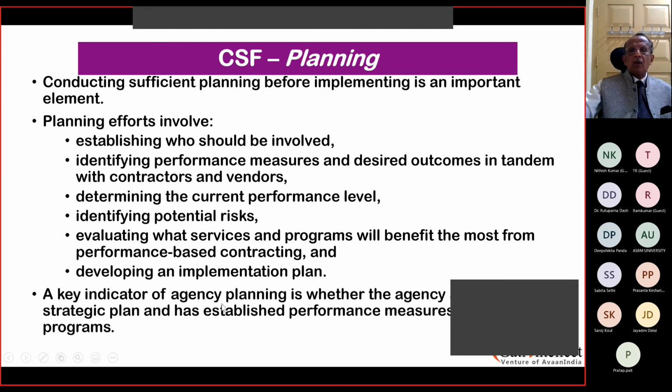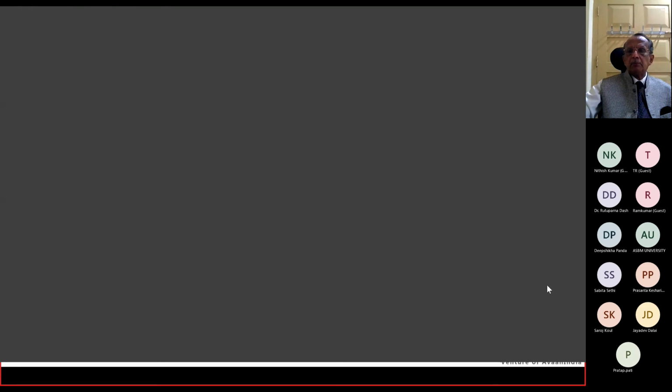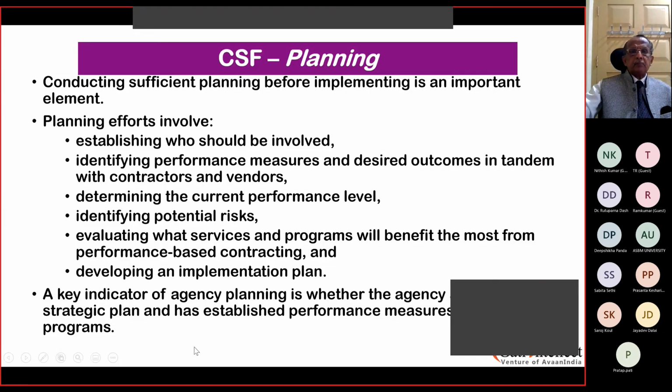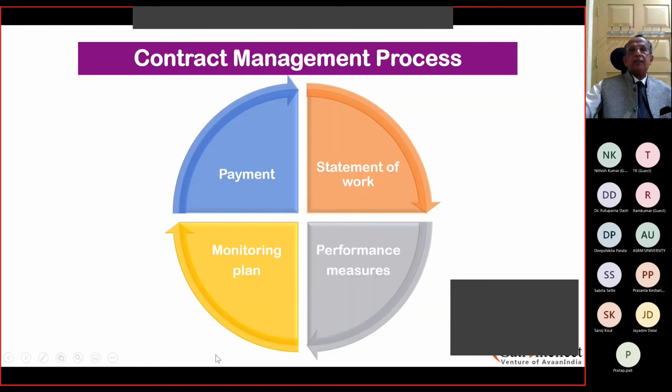A key indicator of agency planning: you got to establish a strategic plan. A key indicator of agency planning is whether the agency has established performance measures for this program. So once again, the critical success factor for implementing a performance-based contract is planning. You have to plan well in advance, set up all these parameters.